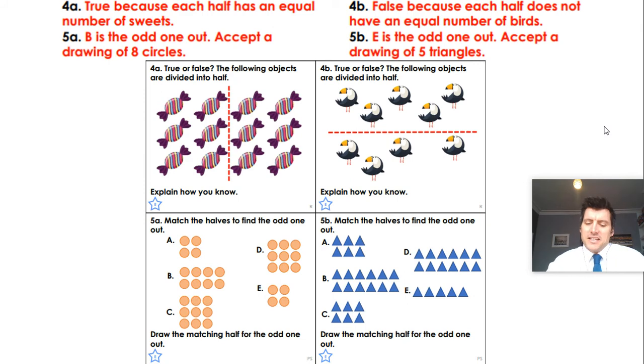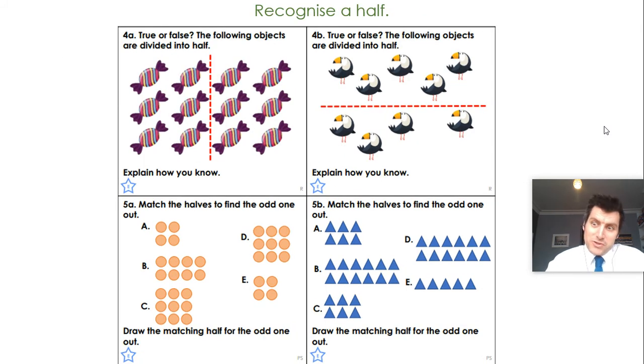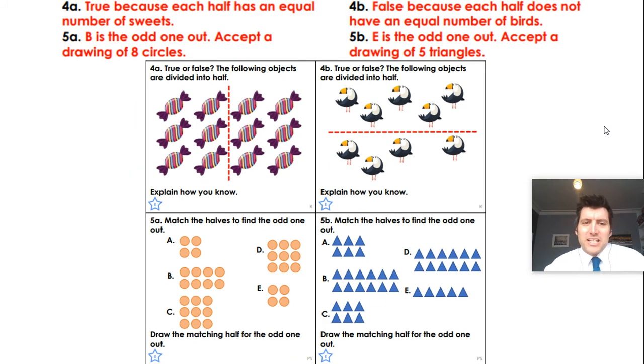Okay, guys. Going back, if you didn't pause now, and having a look, it's true that there's the same number of sweets on each side. There's 6 on each side. The 2 cans, though, there's 5 above the horizontal line and there's 4 beneath it. So therefore, they're not the same either side. It's not half each side.